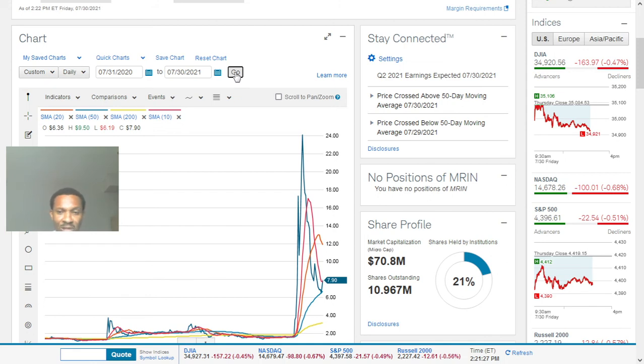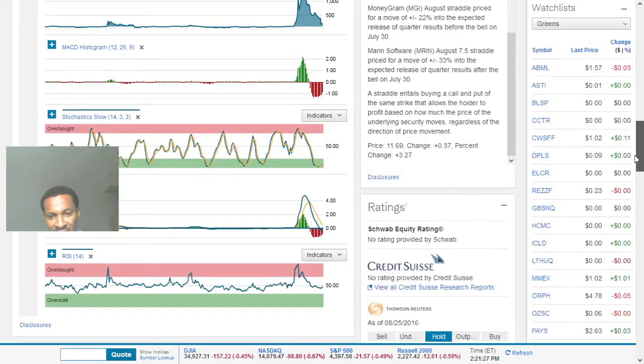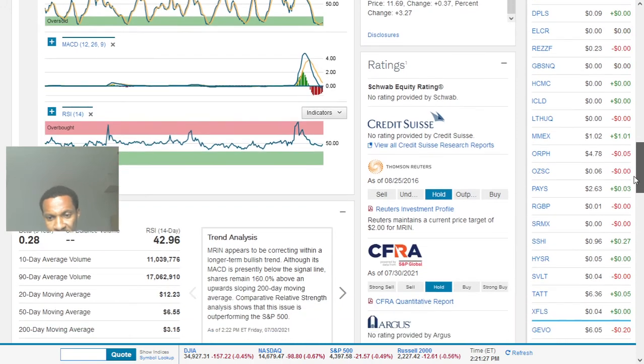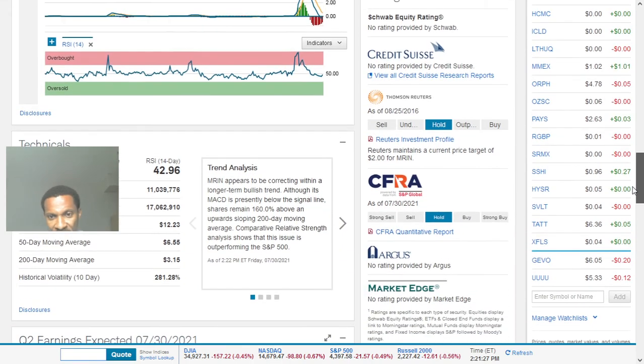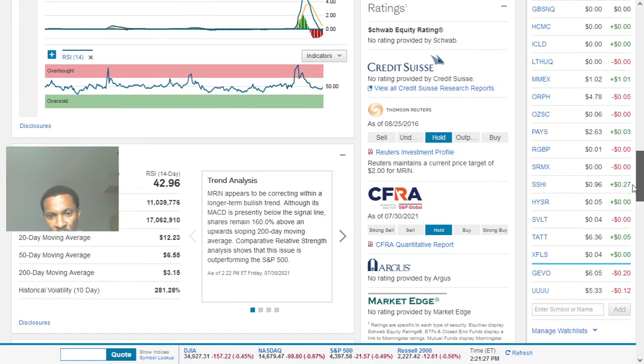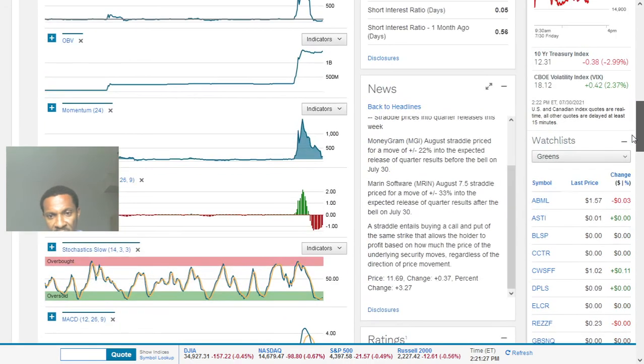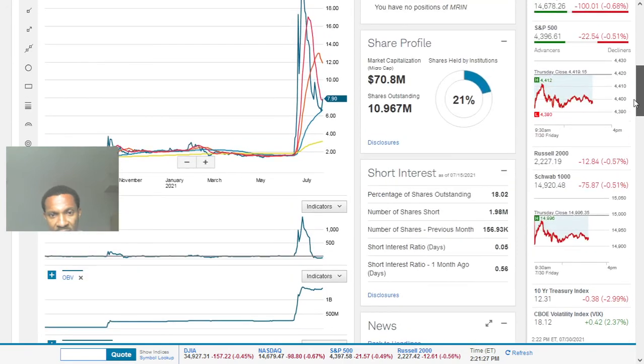I know we may be expected to provide a price target. Let's see whether there's any price target here. Okay, we can't see any price target, but we can see two ratings here. They are both hold ratings.